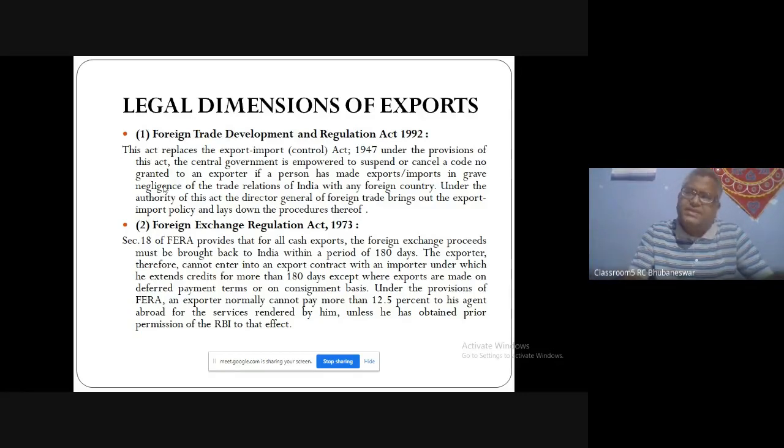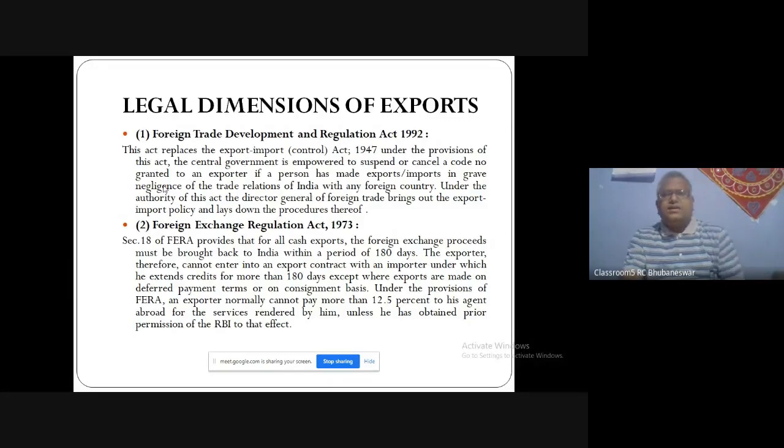Another one is the Foreign Exchange Regulation Act, 1973. It also focuses on NRI cases and how credit will be disbursed. FERA, the Foreign Exchange Regulation Act, was later upgraded to FEMA, the Foreign Exchange Management Act. In this connection, they are also focusing more on some points at the time of international business.